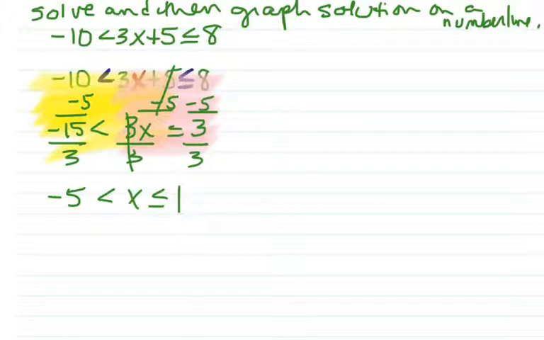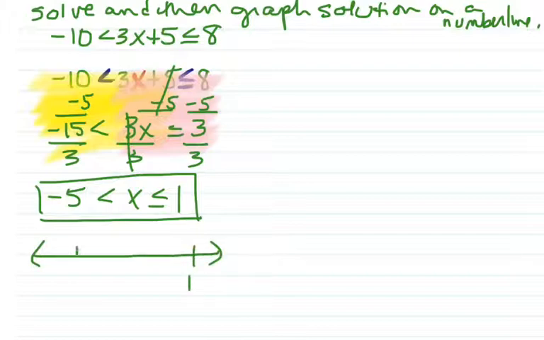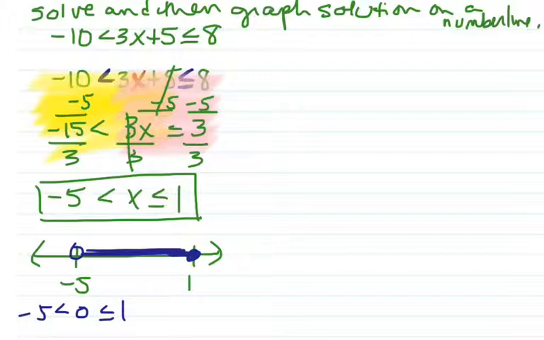So that's my answer. To graph it, I think these are easier to graph because you just pick up that big old inequality and put it onto the number line. I put the correct dots on the numbers, and then I know I just shade in between. As long as your smaller number is on the left, you're okay.